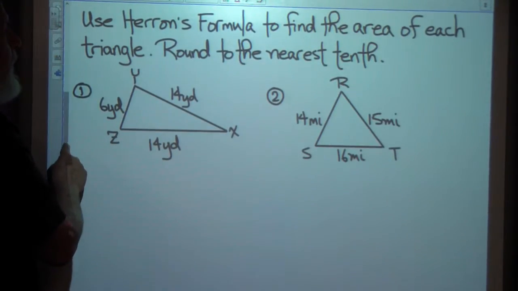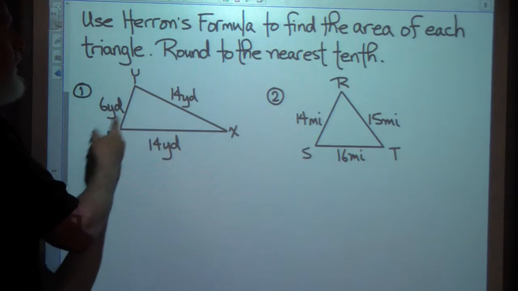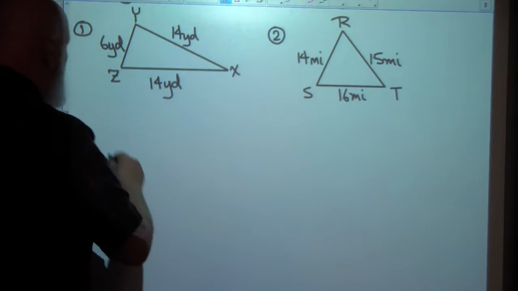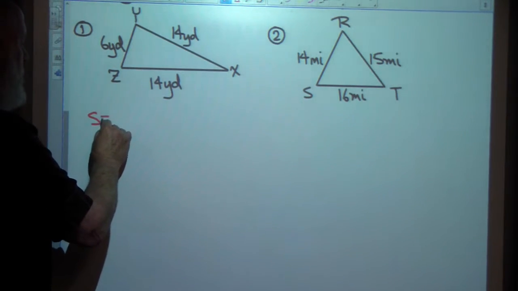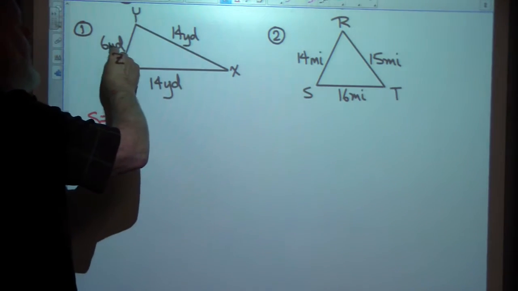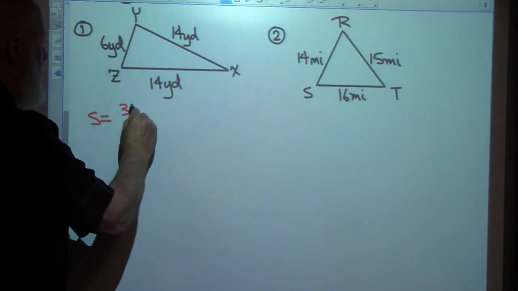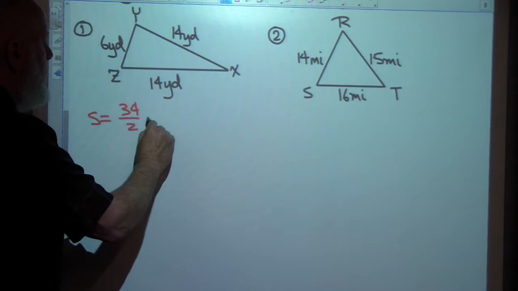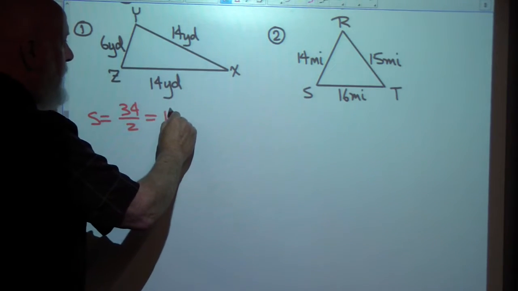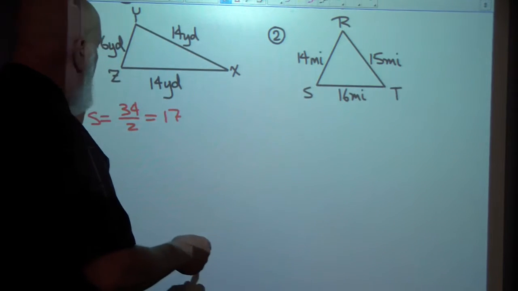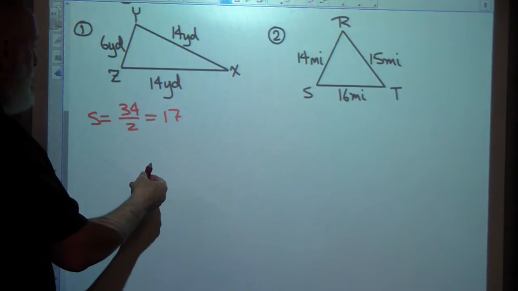Use Heron's formula to find the area of each triangle, round to the nearest tenth. So I'm going to find S first. We got 6 plus 14 plus 14, well that's 20, is that 34 over 2? So S is 17 yards. We'll put the unit of measure when we get done. And now I'm ready to use my formula.